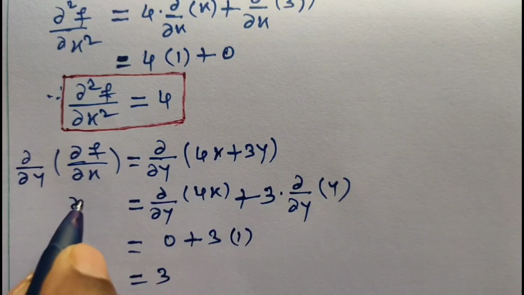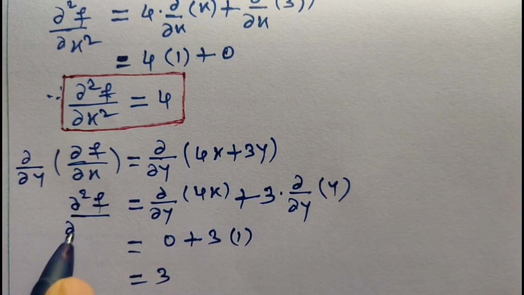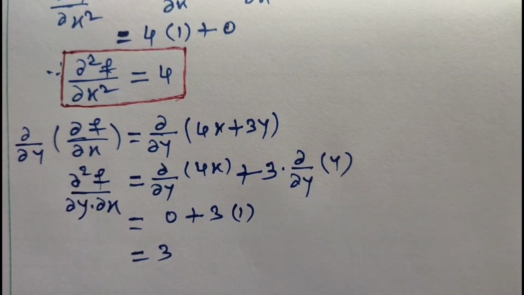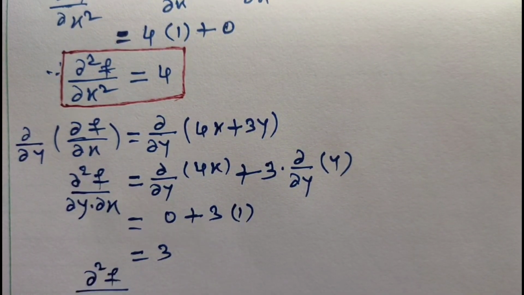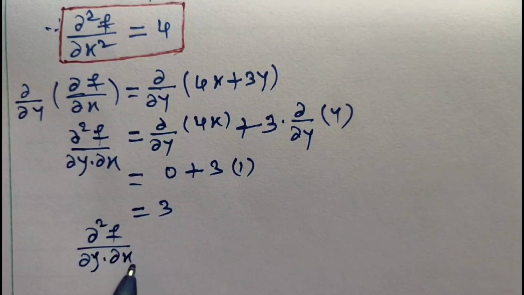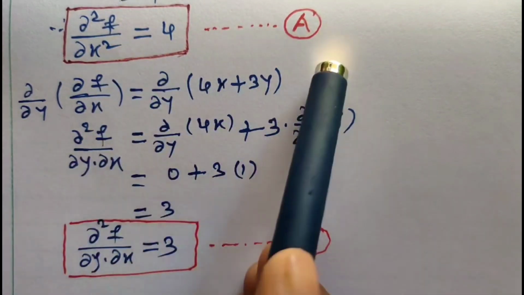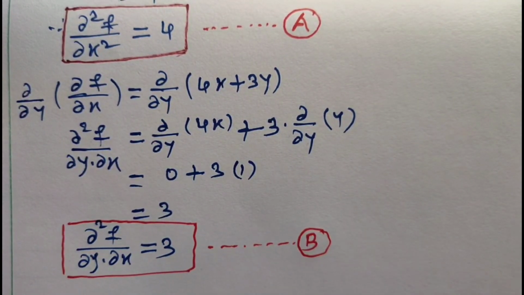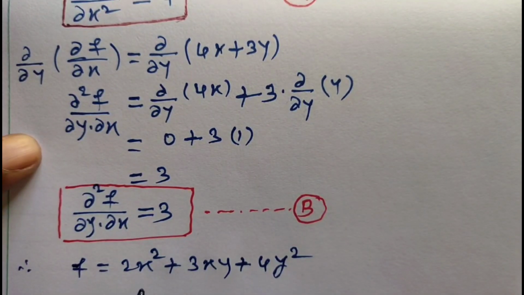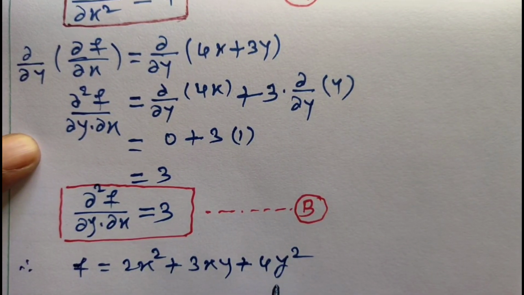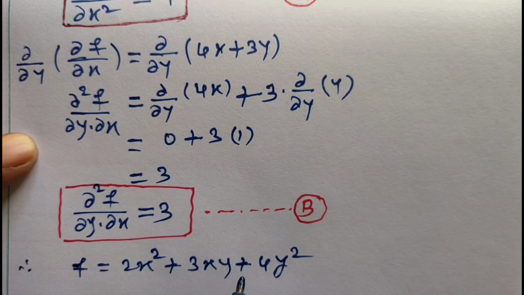Hence this becomes dou 2f by dou y dou x, and the result can be written as dou 2f by dou y dou x is equal to 3. We are considering this as result A and this as result B. Let us find partial derivative of f with respect to y. Since f is equal to 2x square plus 3xy plus 4y square, partially differentiate this with respect to y.